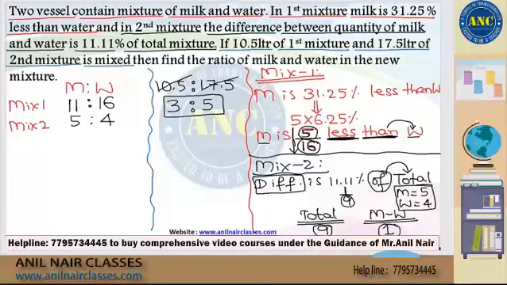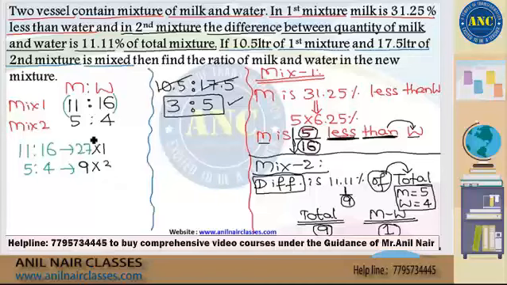Now I already taught you how to solve this kind of problem. 11 plus 16 is totally 27. 5 plus 4 is totally 9. But 27 and 9 are not equal, and you should make them in the ratio of 3:5. First of all, make them equal. 27 and 9 should become equal. So make it 27. 27 into 1 is 27. 9 into 3 is also 27. You made it equal ratio.